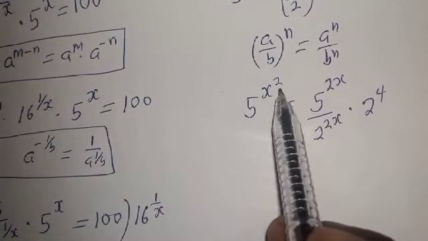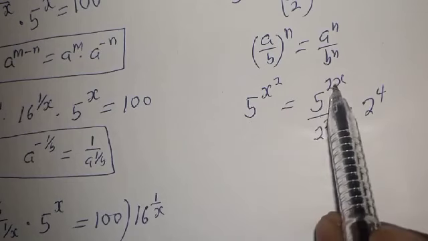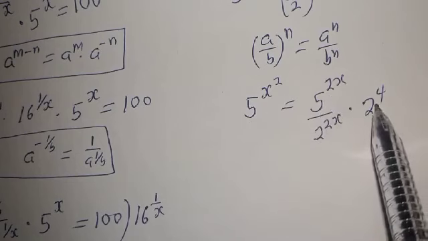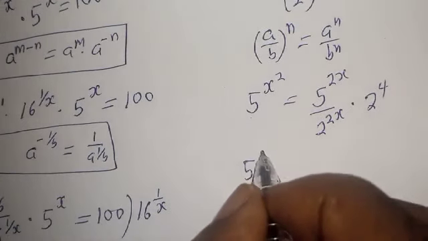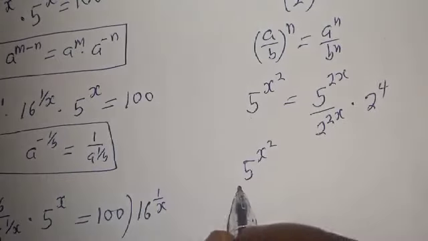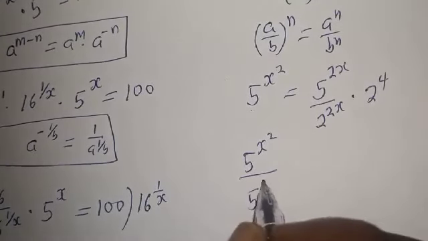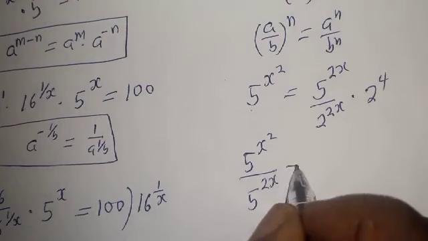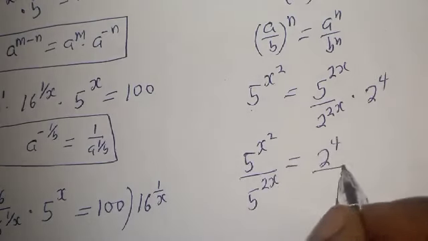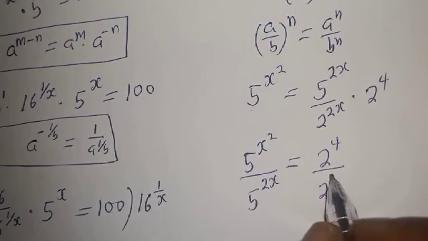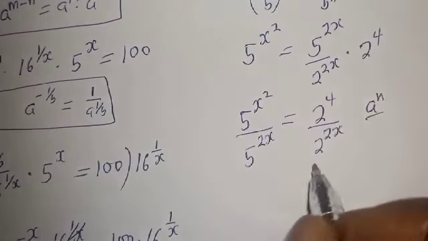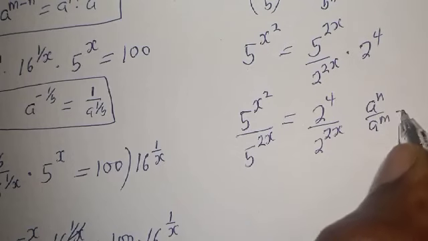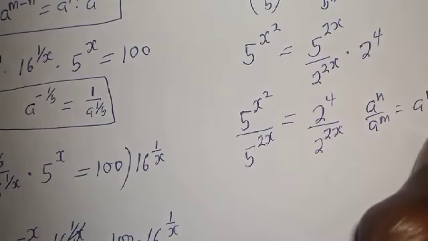We have 5 raised to power x squared here, and this is 5 raised to power 2x. Here is 2 raised to power 2x, and this is 2 raised to power 4. So by comparing, we have 5 raised to power x squared divided by 5 raised to power 2x is equal to 2 raised to power 4 divided by 2 raised to power 2x. And we already know that a raised to power n over a raised to power m is equal to a raised to power n minus m.